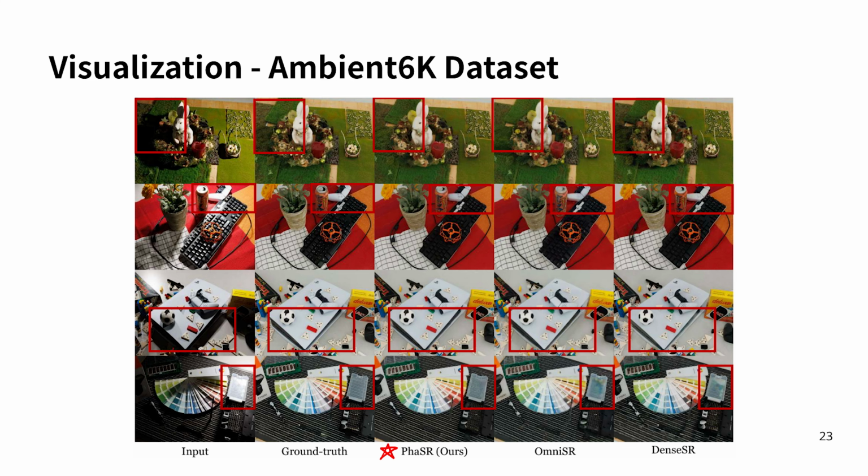Finally, on the most challenging Ambient 6K dataset, PhaSR shows superior generalization to complex multi-source illumination and diffuse indirect lighting beyond conventional shadow removal, outperforming both ambient light normalization and shadow removal methods.